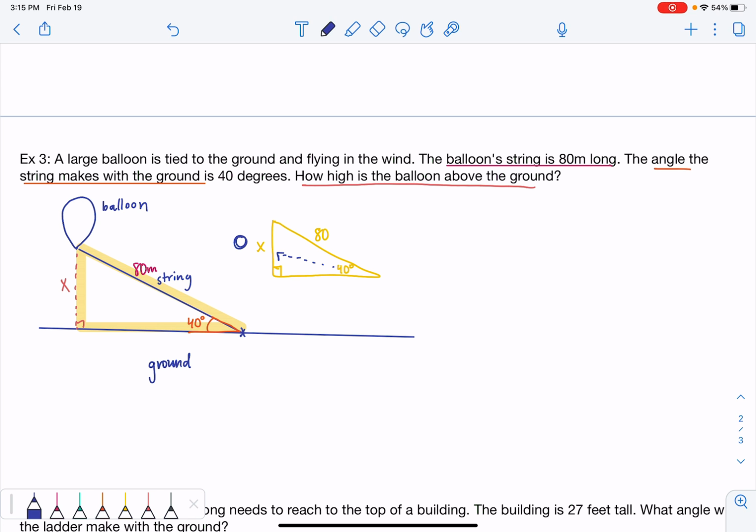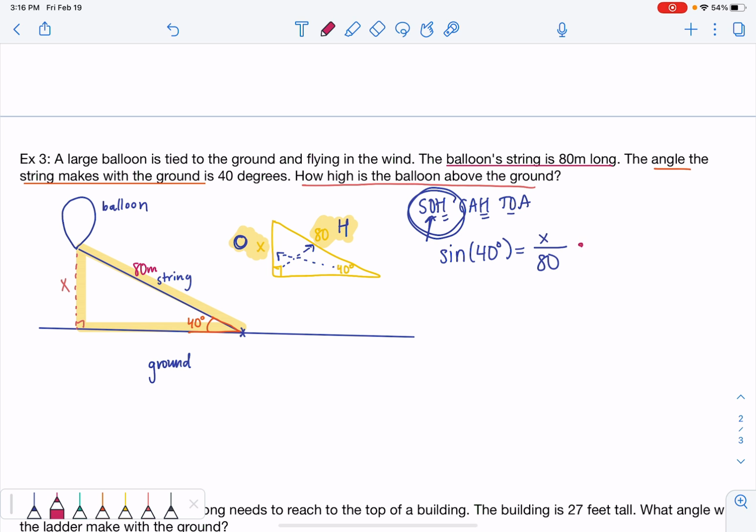Our first step is labeling sides all the way across. O, across from the 90-degree angle, that's our hypotenuse. So if we have O and H, we're going to use SOH, which means we use sine of our angle equals opposite first, x divided by hypotenuse. Just like we did in the last problem, we're going to multiply by our bottom number on both sides.